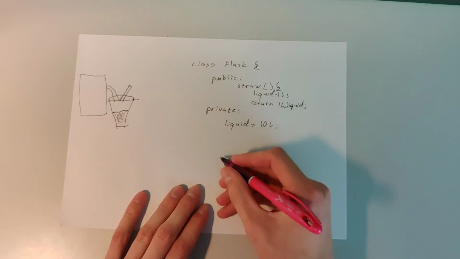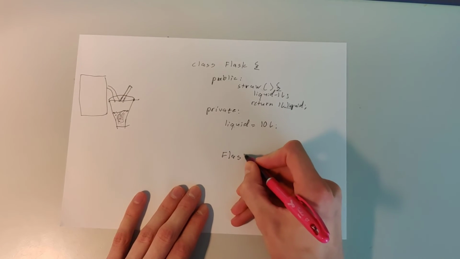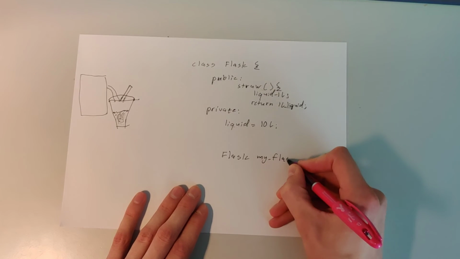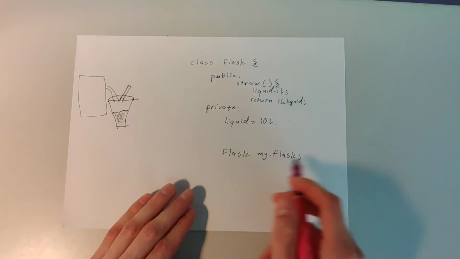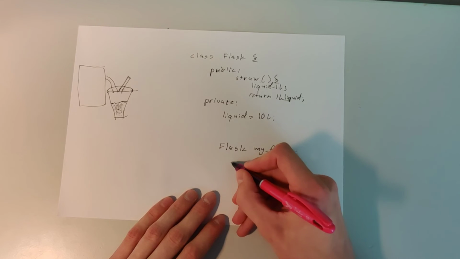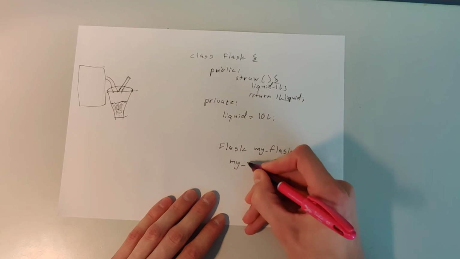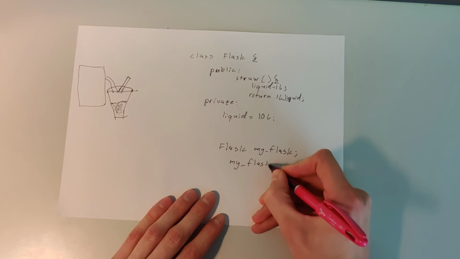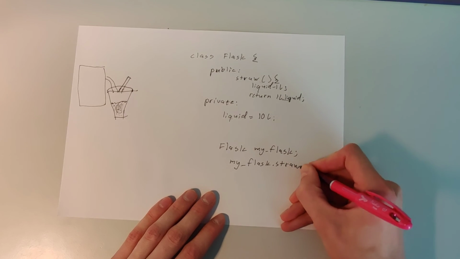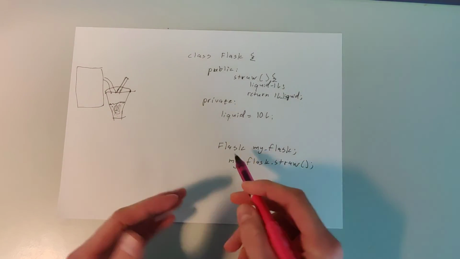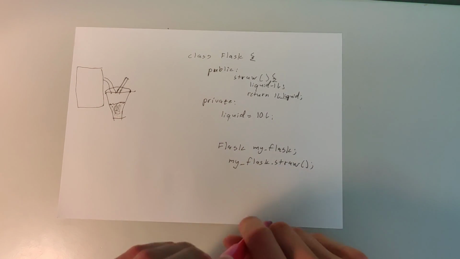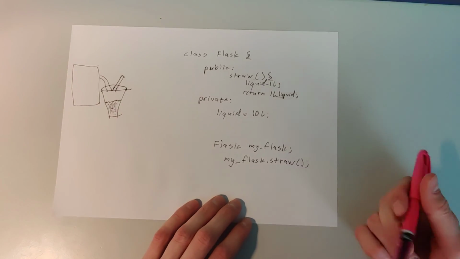And objects, for example, Flask. So we can say my flask is my flask's name, for example, like this. So now my flask is okay. Then we can use these public methods on my flask. For example, if I want to drink, I can just call straw, like here, and now it drinks from my flask this 1 liter of liquid. Yeah, that's basically it.